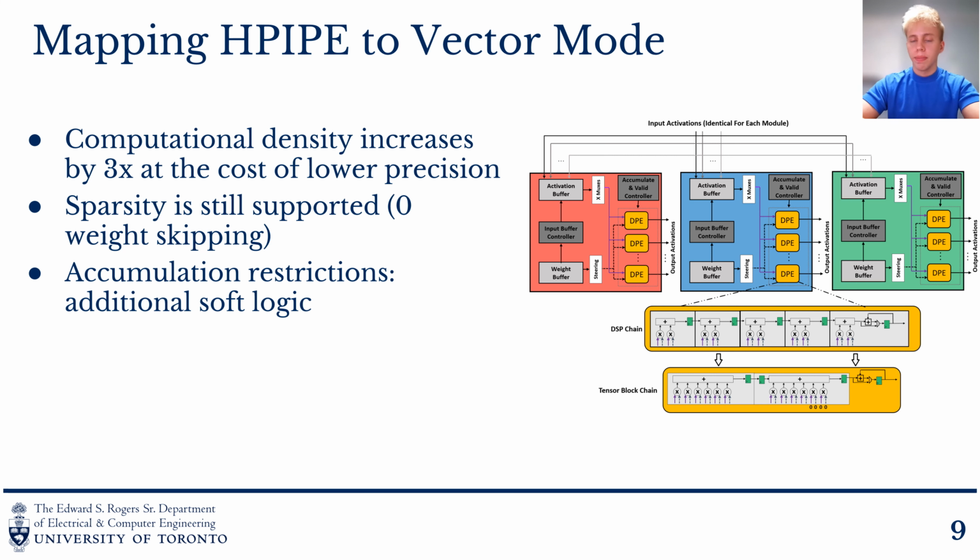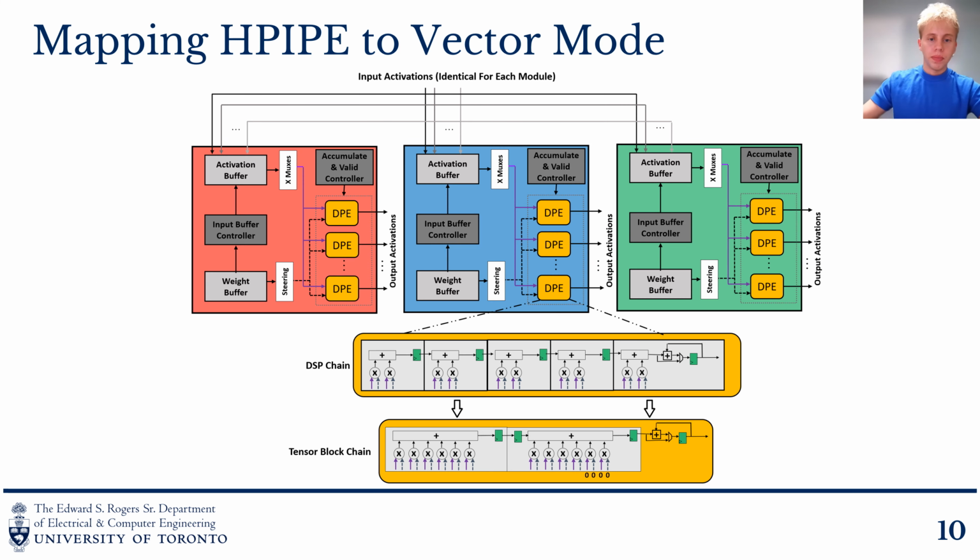Zooming in on our example from earlier, this chain of 5 DSP blocks shown here will now turn into just 2 tensor blocks where 2 of the multipliers are unused. Again, each tensor block takes up the same amount of area on chip as a DSP block, and so we get some area savings here, which can be used to achieve higher parallelism settings overall.